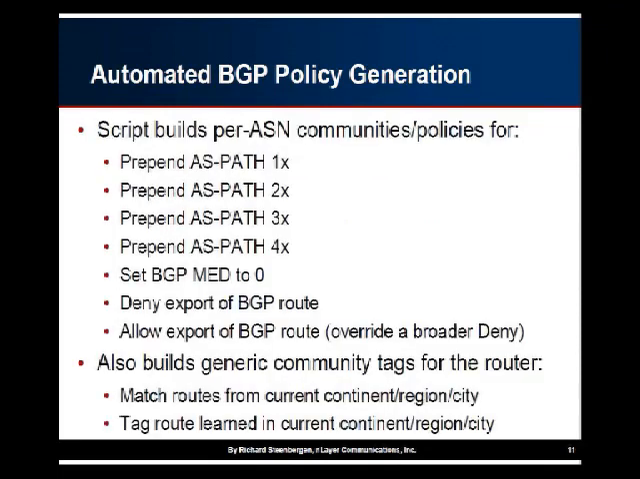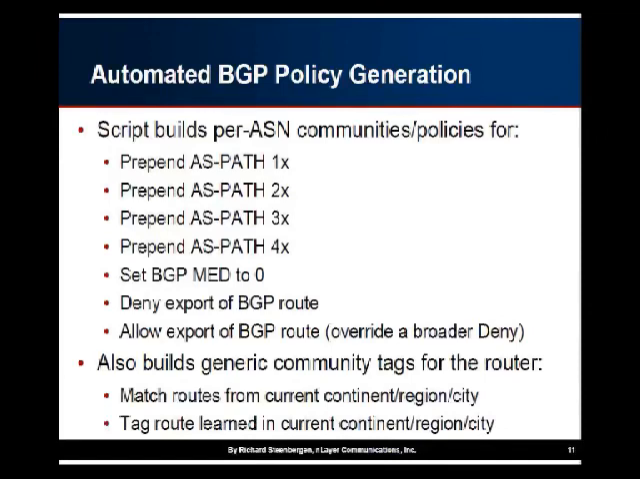So it's going to build actions. In this case, I have it do 1 through 4 prepends. I have an action for set BGP MED to 0 on export. I have an action for deny export, and then I have an action for override. If I had previously denied it, like if I had said no export to peers, then I could say accept this peer.